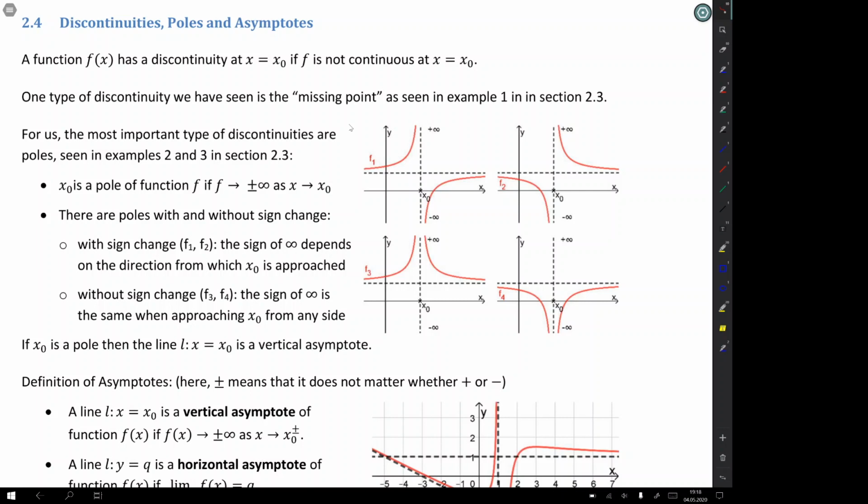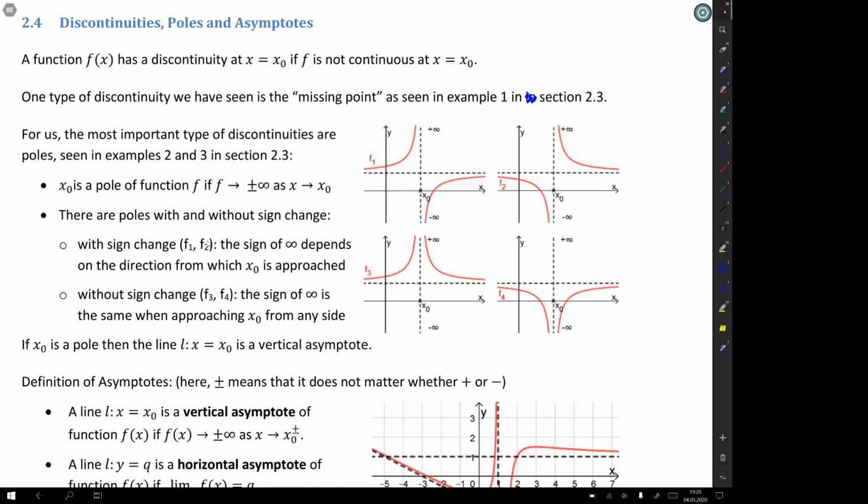One type of discontinuity we have seen is the missing point, as in example 1 in the previous section. This means there where this point 3,5 was missing. For us, the most important type of discontinuities are the poles, as we have seen them in examples 2 and 3 in the previous section. We say x0 is a pole if the function diverges to plus or minus infinity as x approaches x0. And we distinguish for poles between such with sign change and such without sign change.